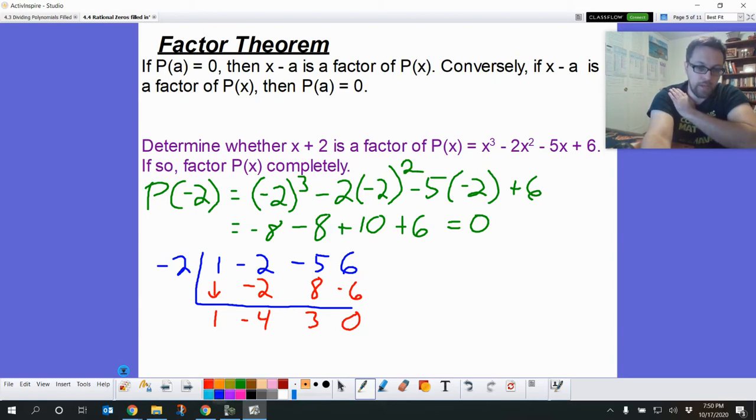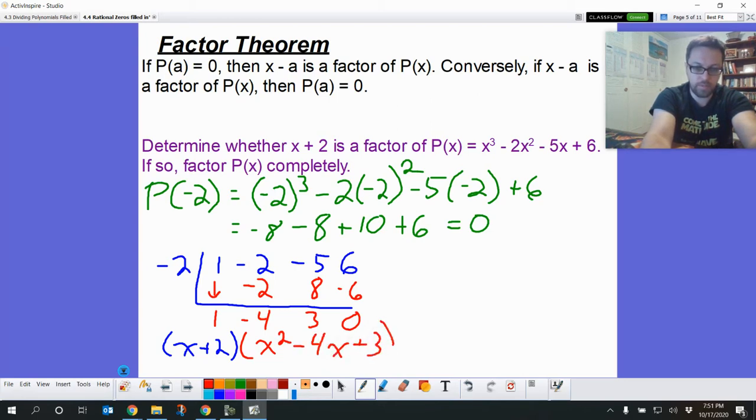Okay. So now my factors, the thing I took out was an x plus 2. And my quotient after dividing is x squared. I want to go down 1 from 3. So x squared minus 4x plus 3.